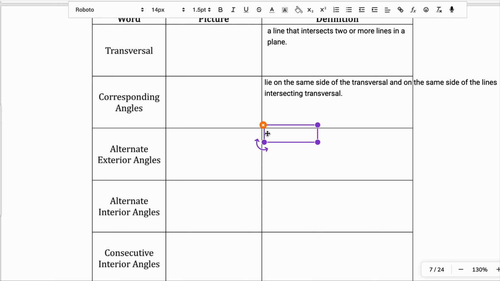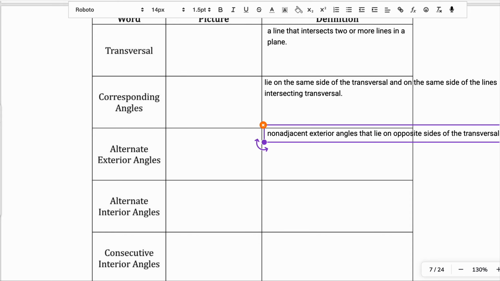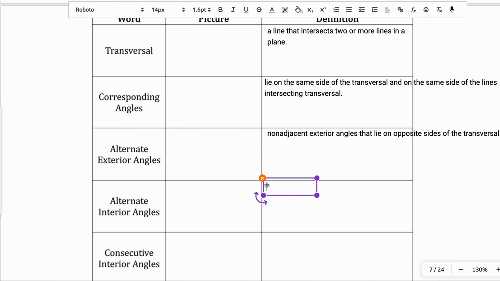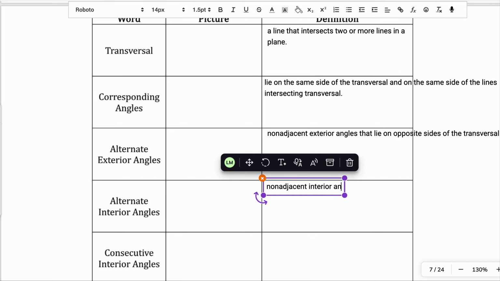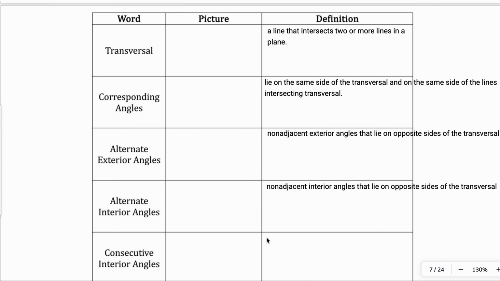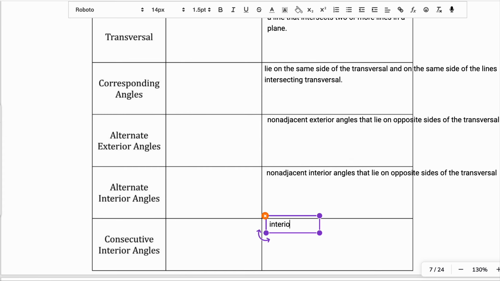Alternate exterior angles are non-adjacent exterior angles that lie on opposite sides of the transversal. Alternate interior angles are non-adjacent interior angles that lie on opposite sides of the transversal. And then we have consecutive interior angles. Those are interior angles that lie on the same side of the transversal.